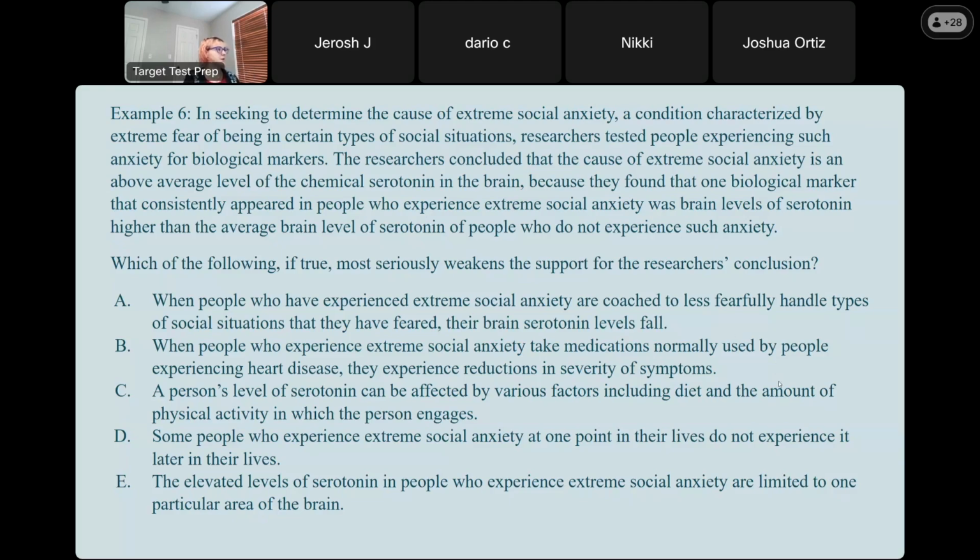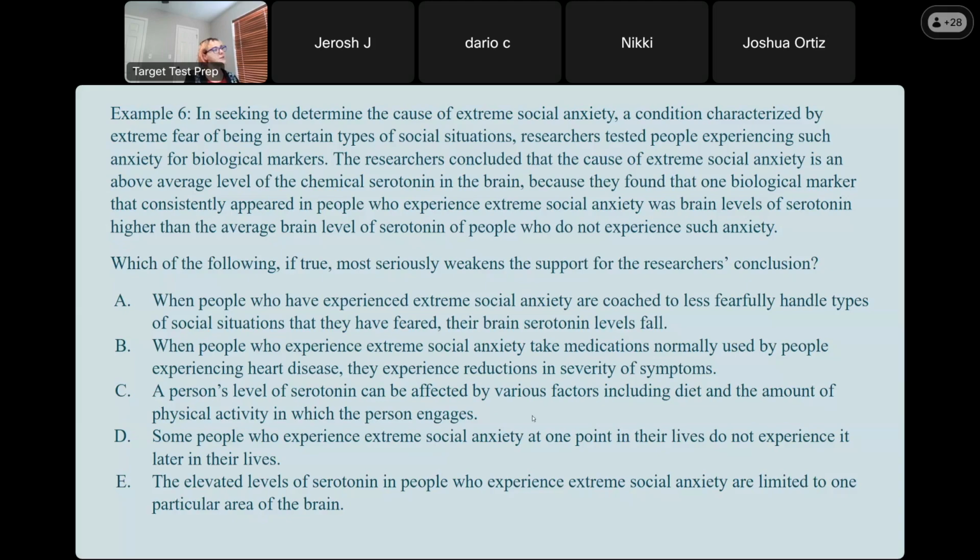B, when people who experience extreme social anxiety take medications normally used by people experiencing heart disease, they experience reductions in severity of symptoms. This is similar to the other one, timeline error. So we're not talking about treating social anxiety, we're talking about what's causing it. Treating it comes up later. So this one is dealing with the wrong part of the process.